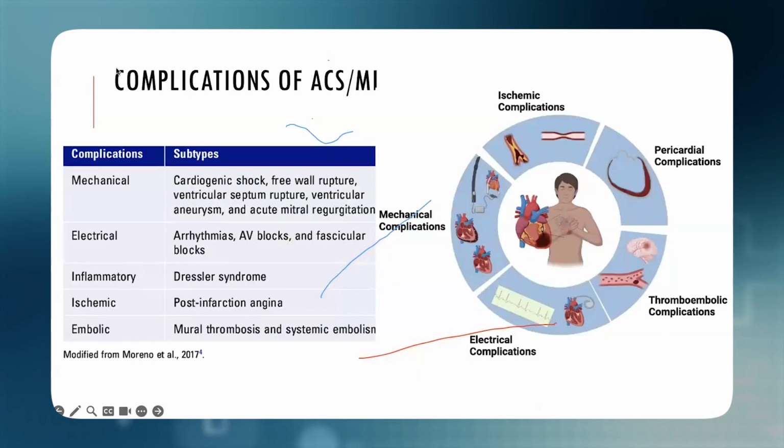Now coming to complications of ACS and MI, these are the major types of complication: mechanical, electrical, inflammatory, ischemic, and embolic. Mechanical complications will give you a lot of questions and MCQs in MRCP: cardiogenic shock, free wall rupture, ventricular septal rupture, ventricular aneurysm, and acute mitral regurgitation. Electrical will be arrhythmias, AV blocks, and fascicular blocks.